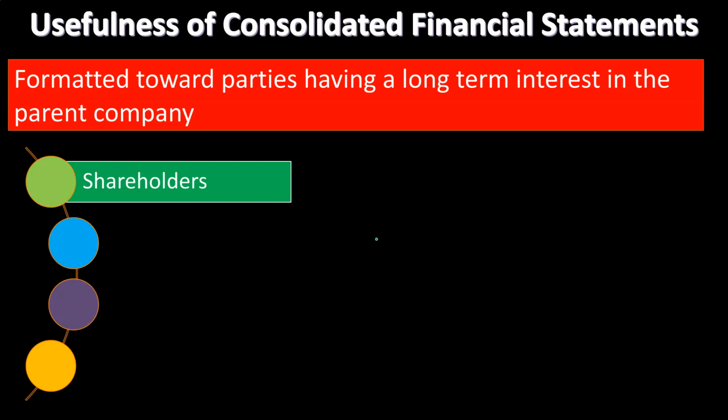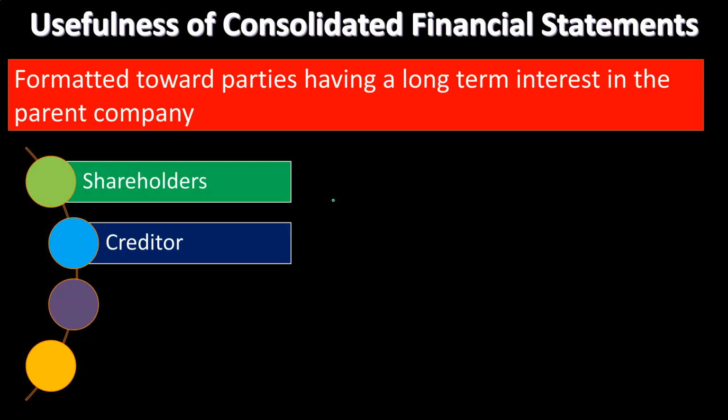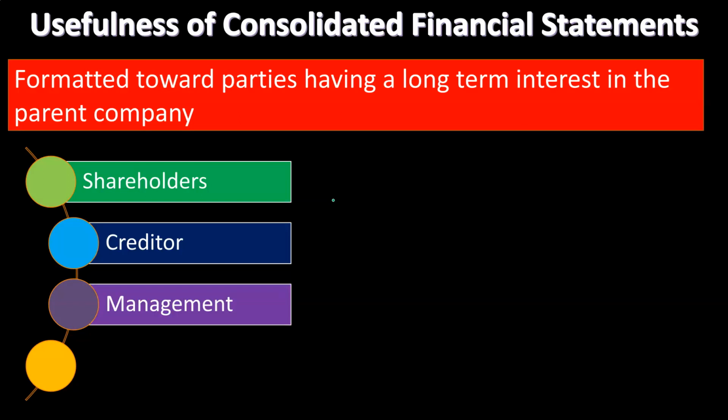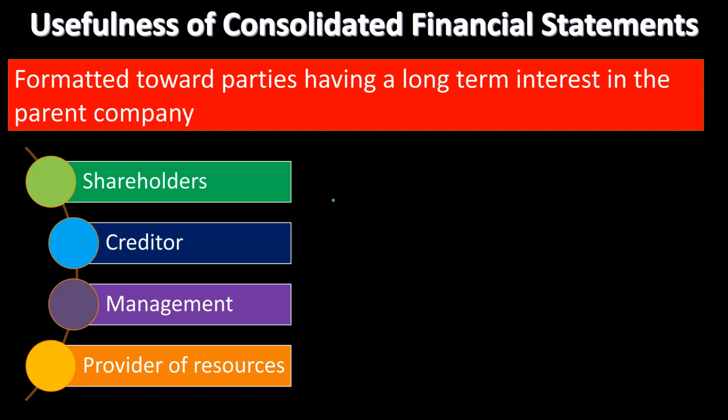And if you have people owning stock directly in the subsidiary, they're in a different boat, and they may not be concerned as much with the consolidation financials as with the financial statements of the subsidiary. So we're talking shareholders of P are most concerned with the consolidation. Creditors of P are most concerned. Management, of course, and basically any provider of resources to P. If you're a creditor giving a loan to the parent company, if you're a shareholder, if you're management of P, then you're concerned with the consolidation process.